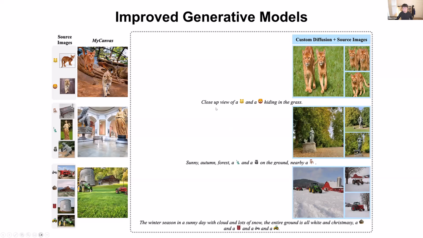So these are some of the baselines. You try to generate a close-up view of a cat and a lion hiding in the grass, and the image generated by the original baseline is really off. The second one is a sunny autumn forest and a statue, and another one on the ground nearby a chair. The generated image is also quite off. The final one is similar.